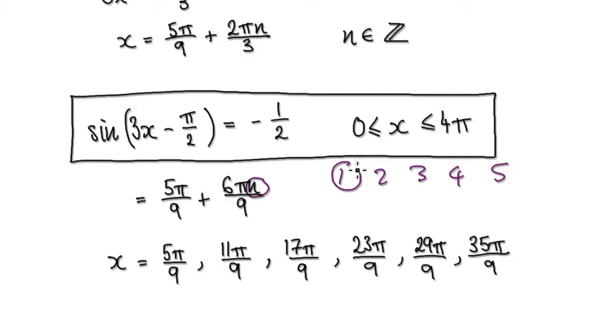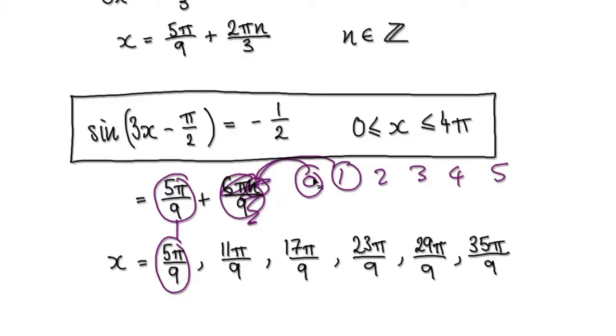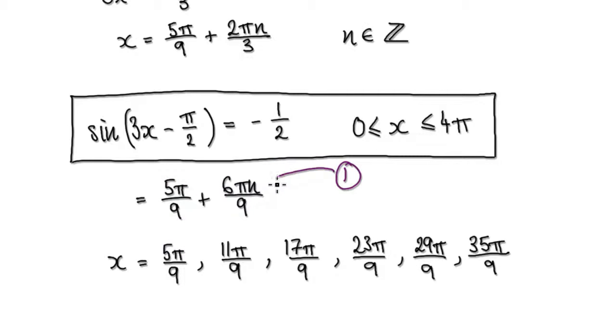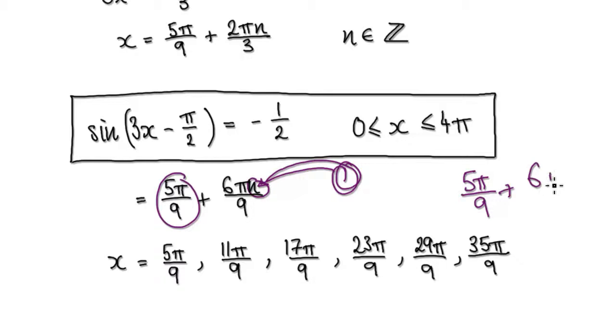Let's put 1 into the n. So, sorry, let's put 0 into the n first. Put 0 into the n, this whole thing here would disappear. So our first solution would be this thing here. Then put 1 into the n, our second solution would be 5 pi over 9 plus 6 pi over 9. So this would be 11 pi over 9. So our second solution would be 11 pi over 9.